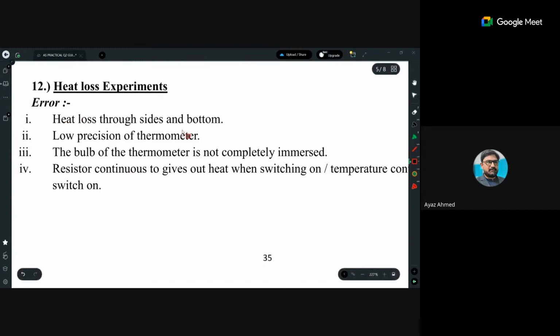So heat loss through the sides or bottom, low precision of the thermometer, because we are using a thermometer. Instead of a thermometer, you can use a digital thermometer or thermocouple. The bulb of the thermometer is not completely immersed. This is a source of error for the reading. And resistors continue to give out heat when switched on.